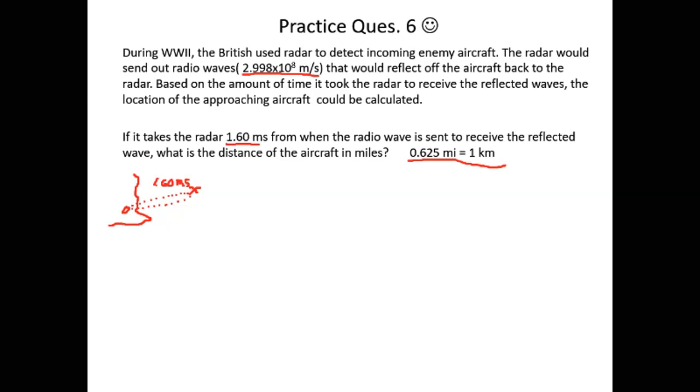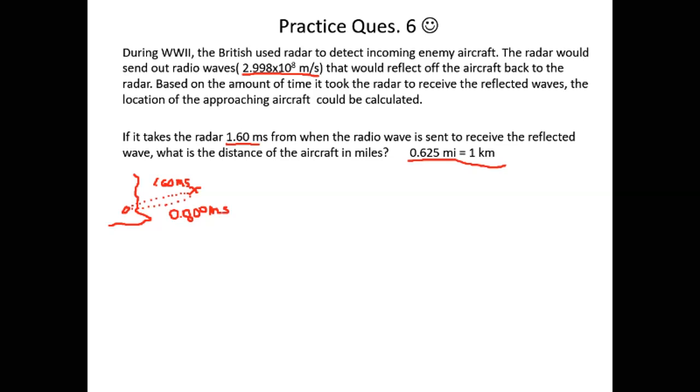So if we just want to know the distance of the aircraft, we want to know how long it took the radio wave to reach the aircraft, and that would be half of the time that was recorded. So this would be 0.800, it would be 3 significant figures. Again, this is milliseconds.